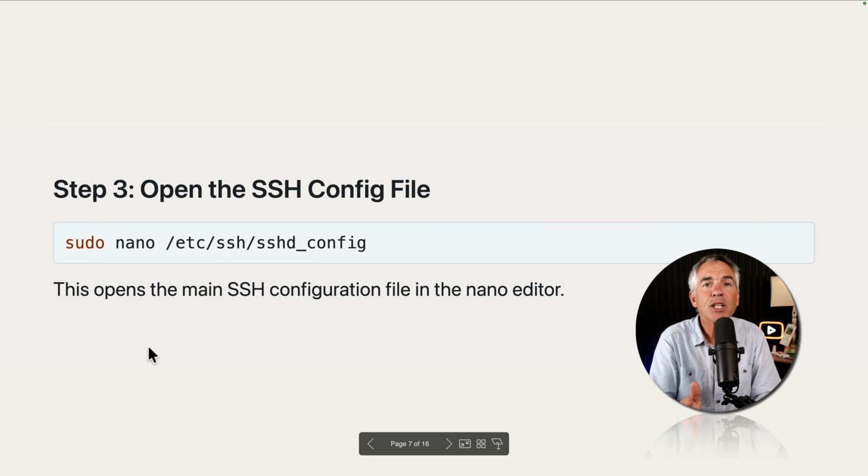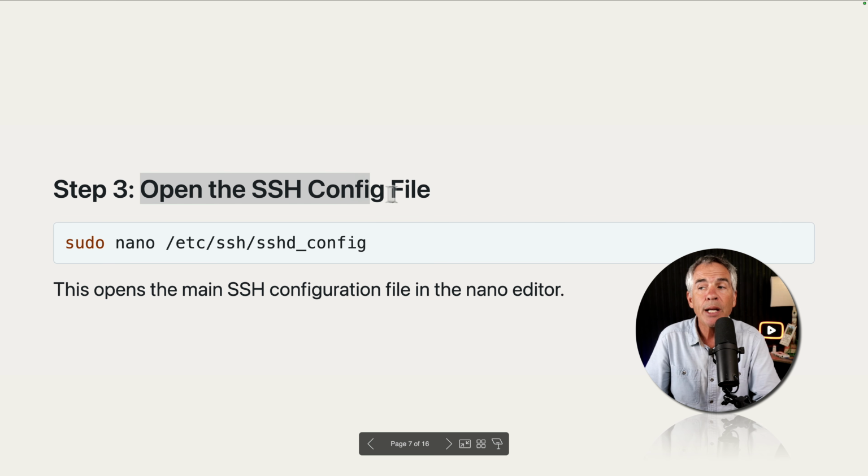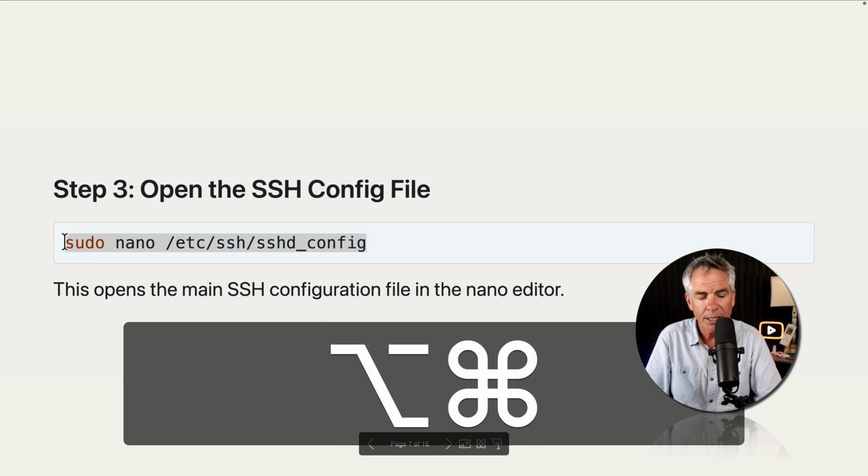And to actually make changes to your SSH configuration files so you can change the password authentication from yes to no, what you need to do is open up the SSH configuration file in the Nano text editor. To do that, I'm just going to copy this command, Command C.